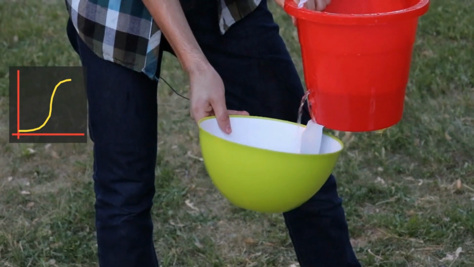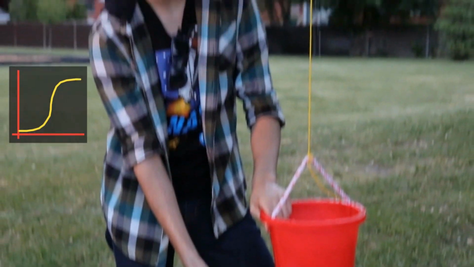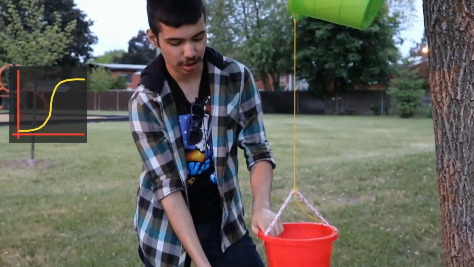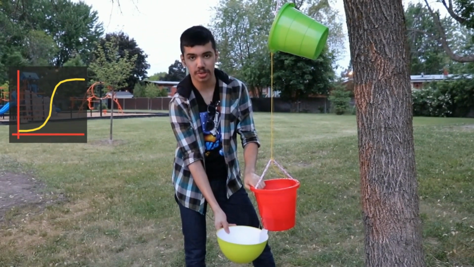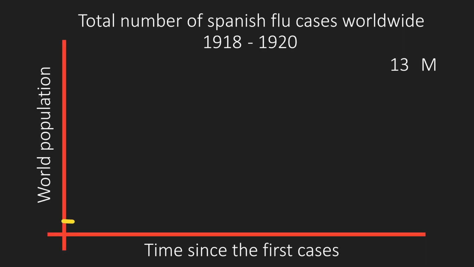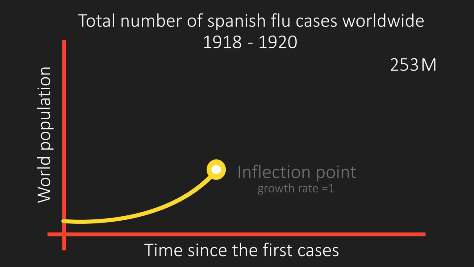Eventually, the green bucket will stop pouring water, as you can see right now, and the red bucket will be left alone with the water. It will keep dropping water into this bowl until there's no more infected people. When the virus dies out, the total number of cases over time gives us the S-shaped logistic function, which is exponential up until the inflection point where the growth constant equals 1.